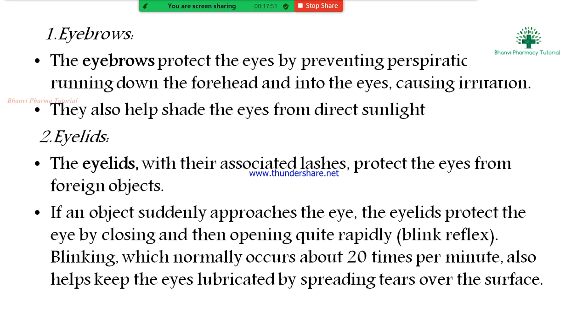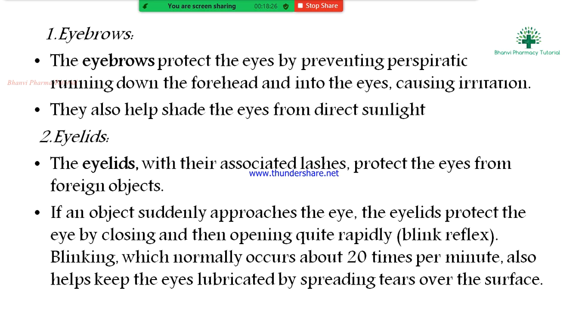They also help shade the eyes from direct sunlight. Next one is the eyelid. The eyelids with their associated lashes protect the eye from foreign objects. Foreign objects like dust particles would otherwise directly enter your eye, so the lids protect it.